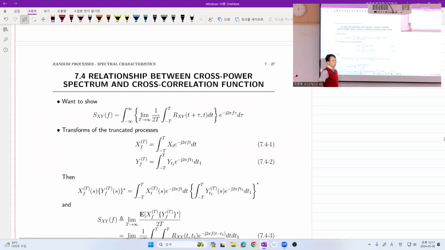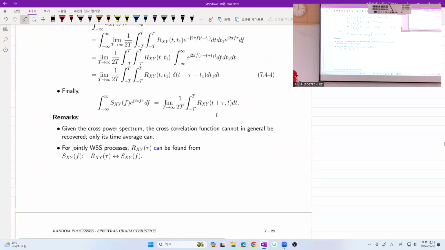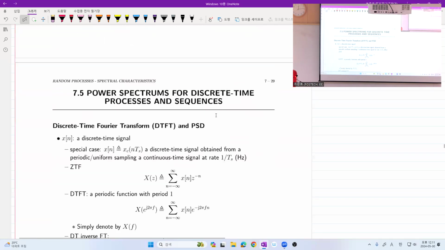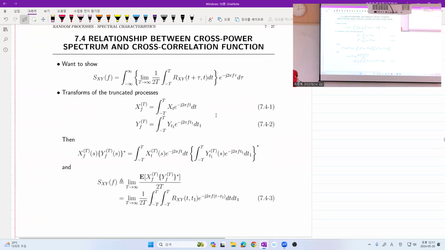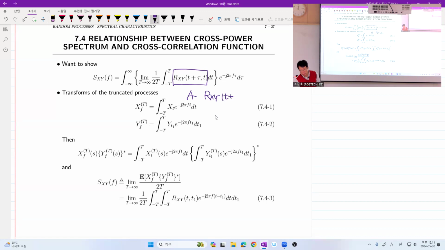So instead of using the definition of the cross power spectrum in the frequency domain, why don't we use the Wiener-Khinchin theorem generalized for cross power? The result is very simple. Now, instead of considering the autocorrelation function, you consider the cross correlation function. And you take the time average with respect to t. And then you calculate the Fourier transform to find the cross power spectrum.